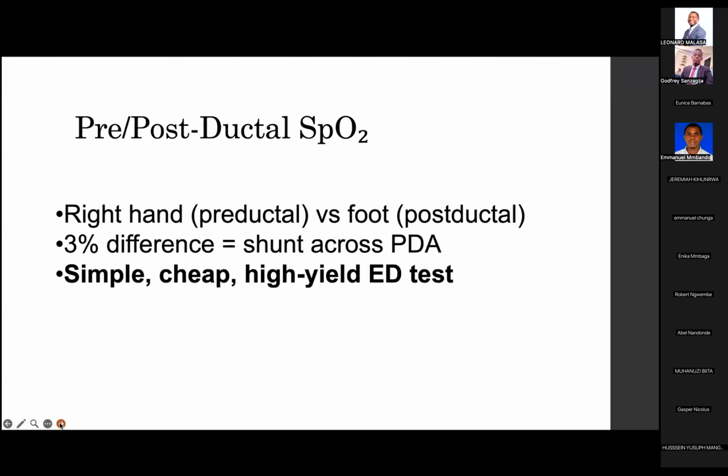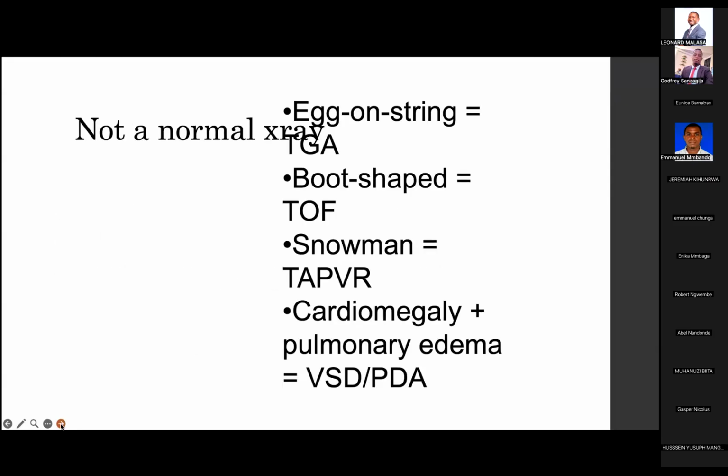Now, I know that we have been talking about this over and over again because I see people not doing it, right? It's taking 2 saturation probes, right hand and right leg, and the difference is a good screening tool. So this is for the pediatricians as well, who are seeing neonates more than us, and it's a simple, cheap, and high-yield ED test that you can use.